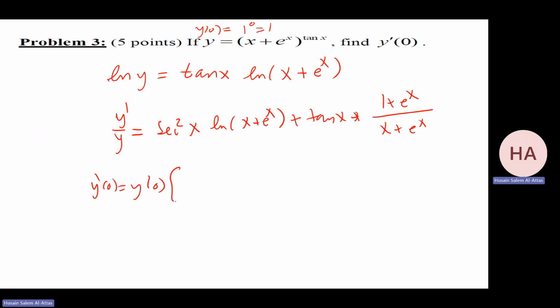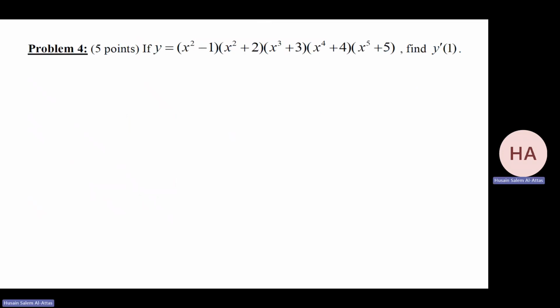Will be y at 0 times what? Secant 0, which is 1, ln 1, which is 0, 0 plus 1, plus tan 0 times 1 over 1, times 2 over 1. So that will give me 0, 0, 0, 0 times 1, which is 0. So y prime equal 0. If y equal this, find y prime at 1. First, what will be y at 1? It will be 0. Done.